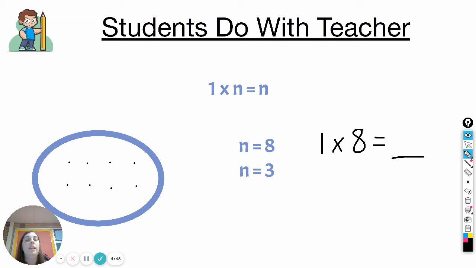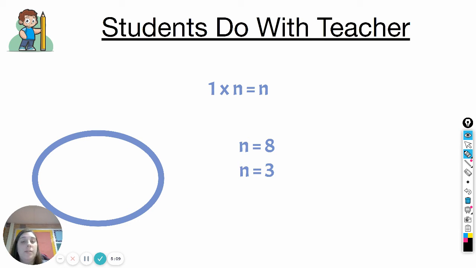Well, one group of 8 equals 8. Okay, just remember 1 times any number will equal that same number. So no matter what number you multiply times 1, it's going to equal that number.